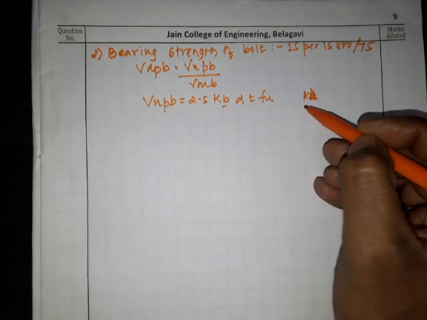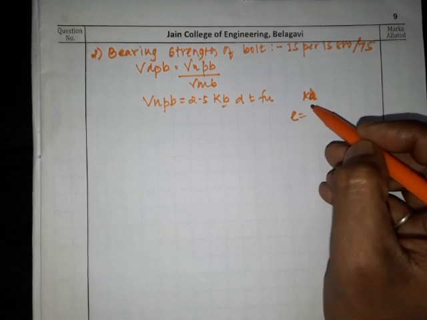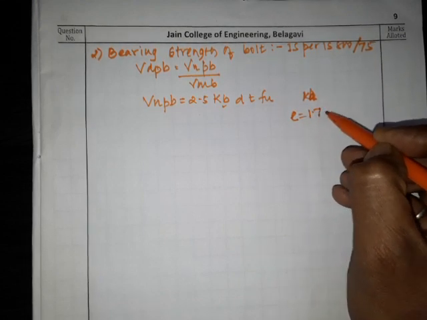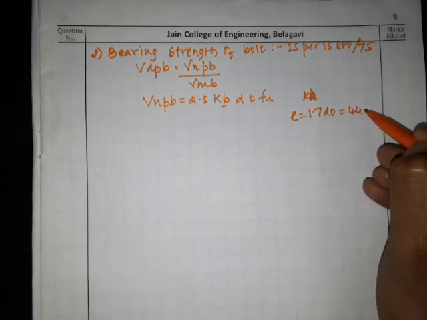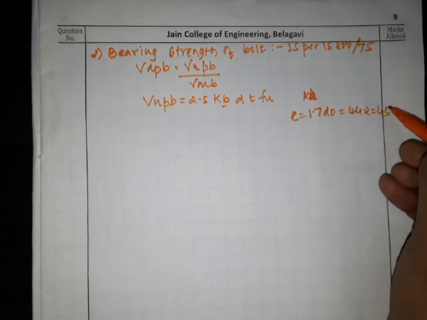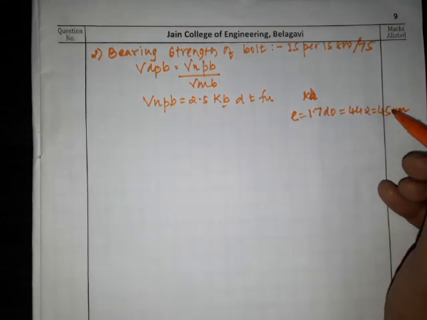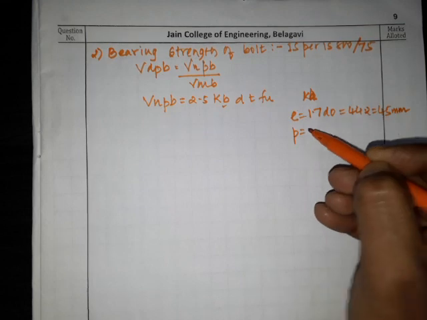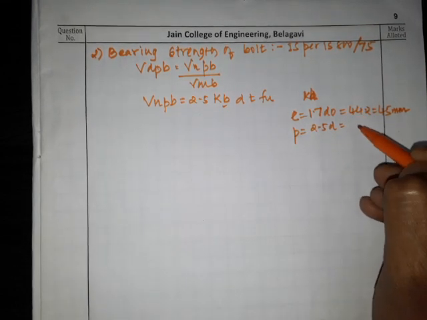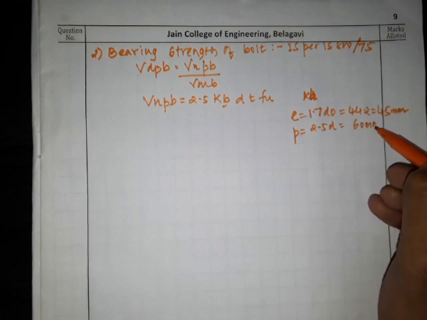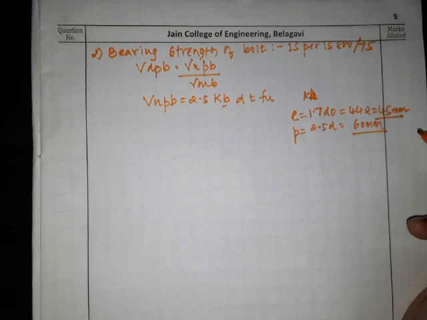Okay. So for that, first of all, we should have E. What is E? By the thumb rule, we can assume 1.7 times D naught. So that is 44.2, so we'll go for 45 mm. And the pitch distance P will be 2.5 times D, so we'll go for 60 mm. So we are going to assume the edge distance of 45 and the pitch distance of 60.